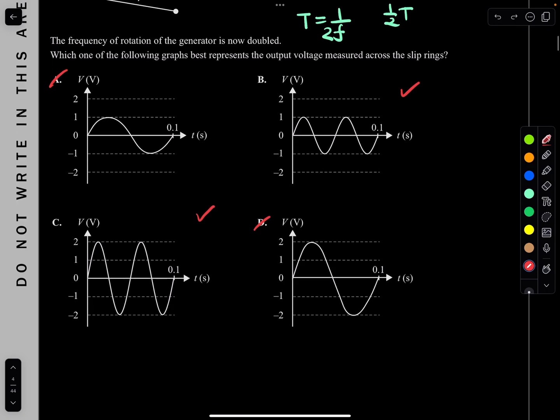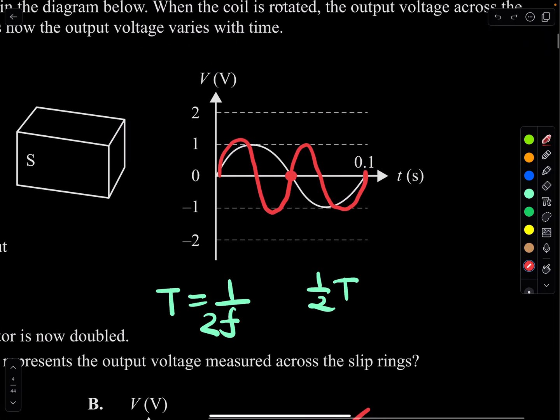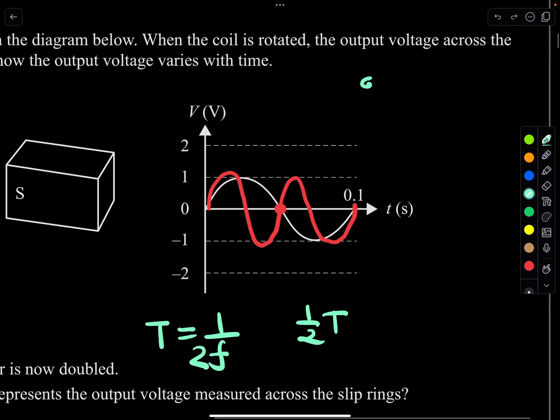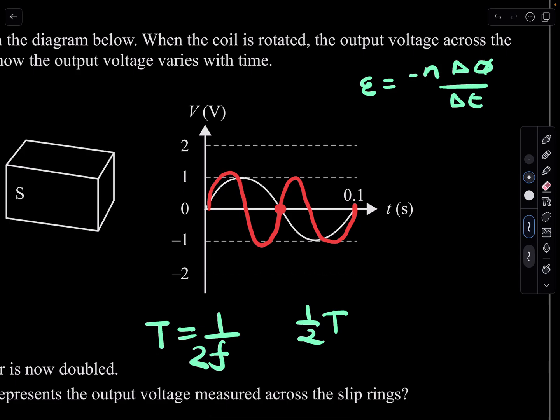But let's also look at the amplitude. How does the amplitude get affected? Well, the amplitude is the voltage. So we know that EMF is equal to negative N, change in flux over change in time. And we know that this change in time is your period. So if we halve that period, so imagine T over 2, we've actually doubled the EMF.